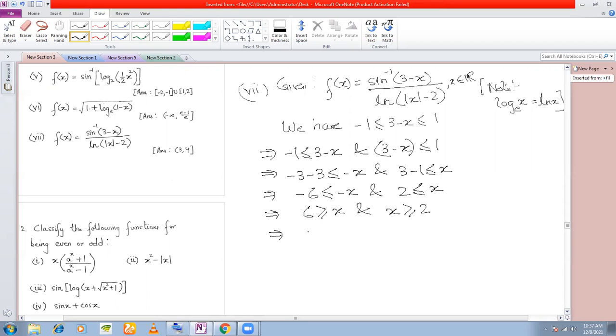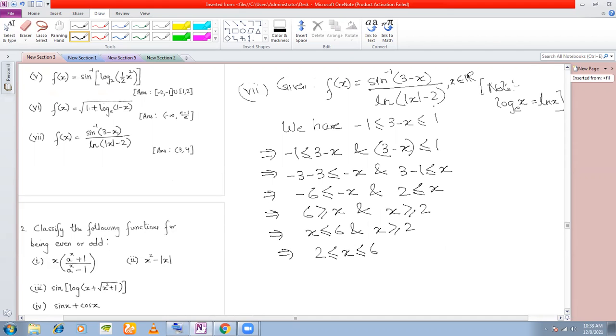Now if you reverse this, you get x less than or equal to 4 and x greater than or equal to 2. Right? This is the first condition that you are getting here. That is, x has to be greater than or equal to 2 and less than or equal to 4. That means x must lie between 2 and 4.